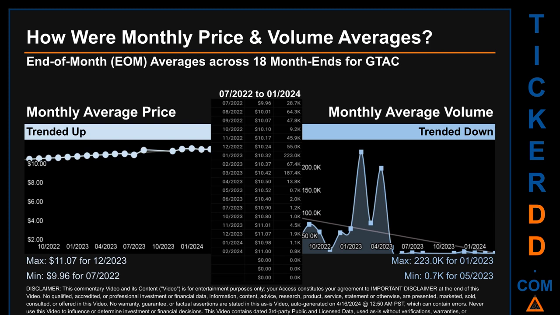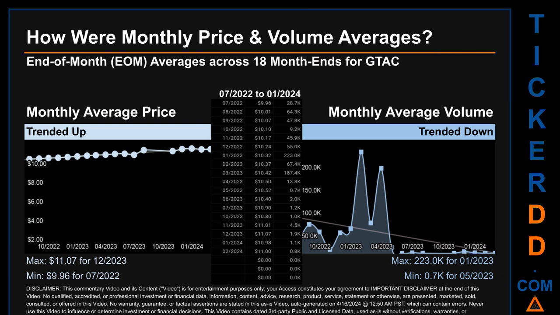How were price and volume averages for GTAC? Across 172 trading days, there were a total of 18 month ends, of which monthly averages for daily price and volume were calculated. Overall, monthly price average trended up while monthly volume average trended down.